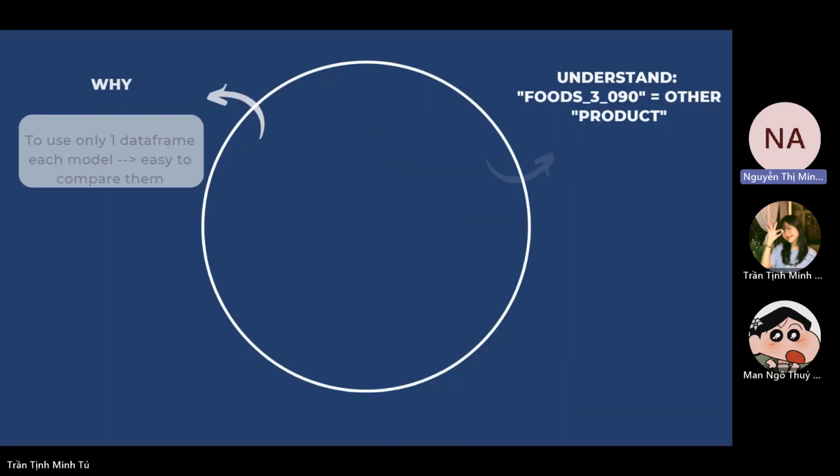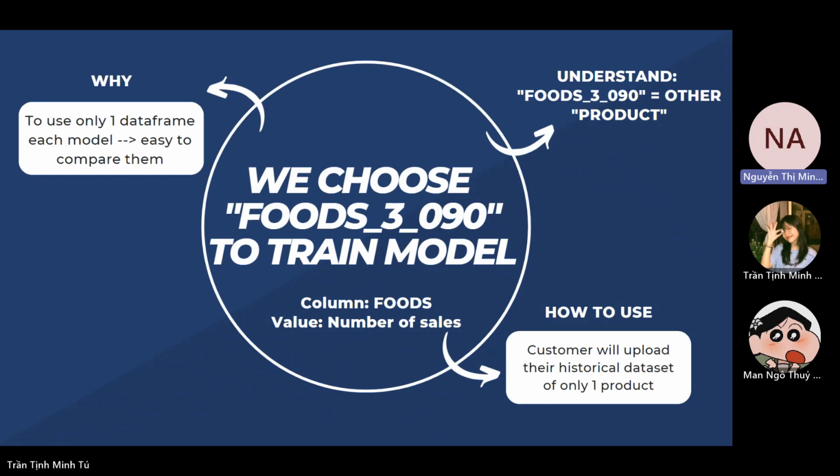Why do we choose only one item? Because we use only one data frame for each model, which is easier to compare. If we chose all 3 categories, we would train the model 3 times. And when customers use our application, they will upload their historical data set of only one product, any product, not just food.